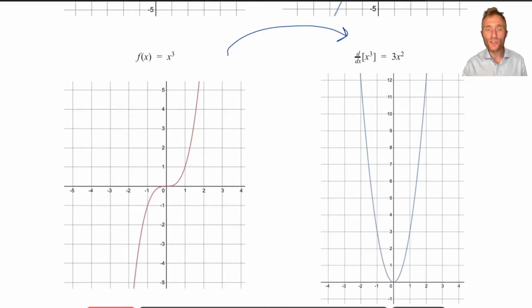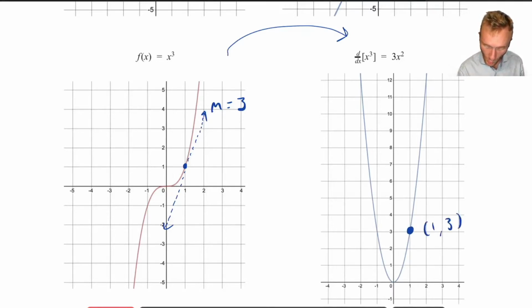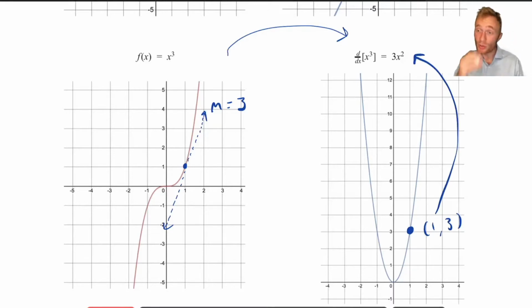But I'll just do 1 as an example here of how this works. When x is, let's say, 1, the slope of this tangent line, I'm so bad at drawing these, I always draw them too shallow, is 3. 1 comma 3. You plug in a 1 to the derivative, you get out 3. So it checks out. So the derivative of a cubic function is a squared function, a quadratic.